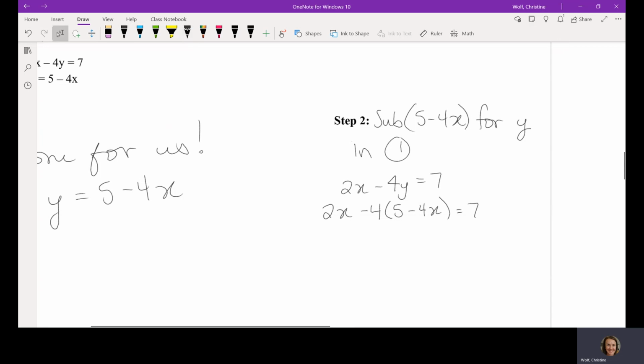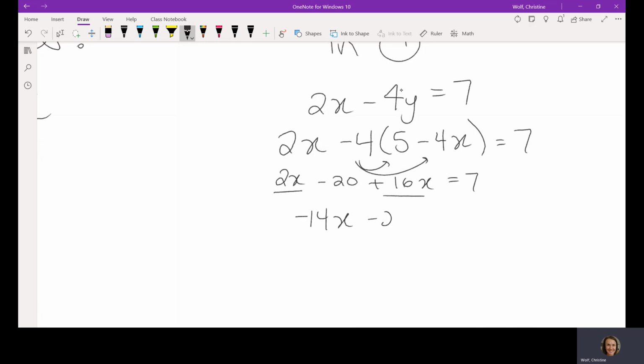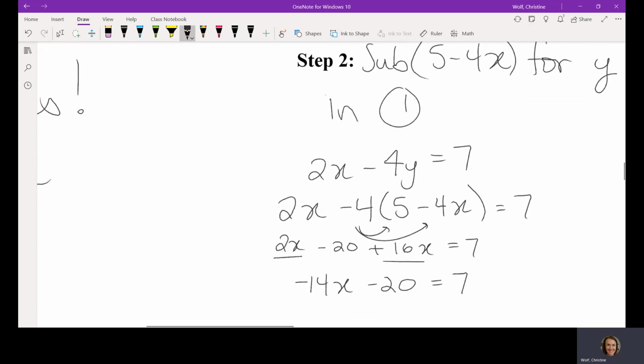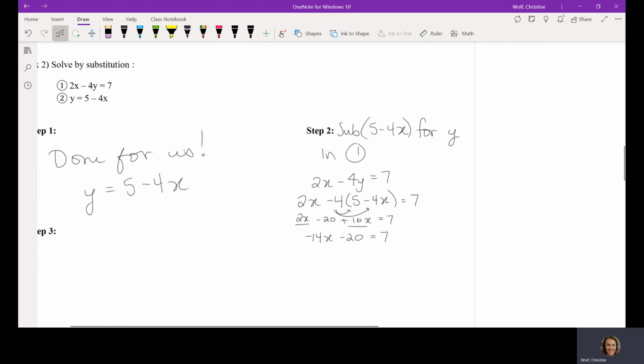Now I solve, because I only have x's left in this equation, so I can solve for x. I'm going to start by distributing this -4, and I get -20 plus 16x equals 7. I'm going to simplify those two because they're on the same side of the equation, and I get -14x minus 20 equals 7. Did I make a mistake here? Something isn't seeming like it's going to work out nicely. We might get a fraction. Let me just see here.